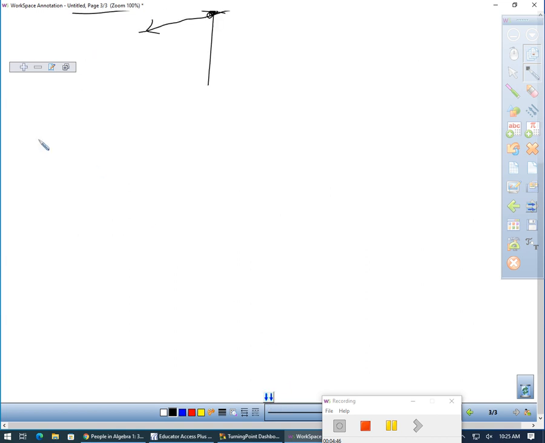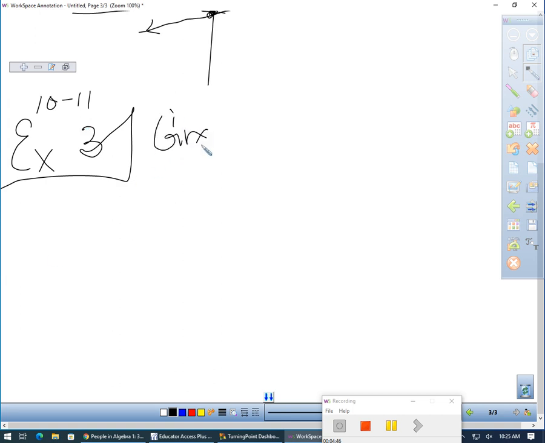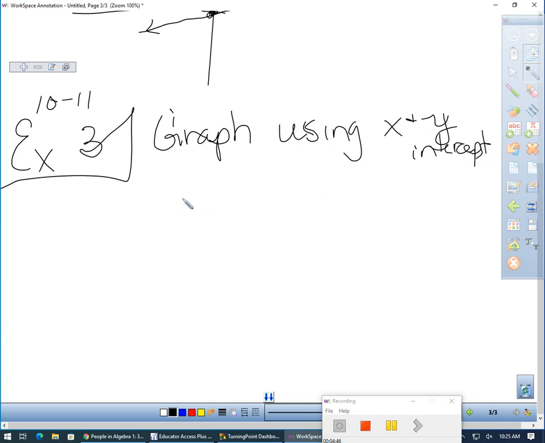All right, example number 3. Now it sandwiches example 1 and 2 together. Okay? So this is 10 and 11. I'm going to ask you to graph, which means if you're graphing from standard form, I want you to find the intercepts and plot them. We're doing example 1 and example 2 together. Okay? So if I say graph, I'm even going to say using x and y intercepts.